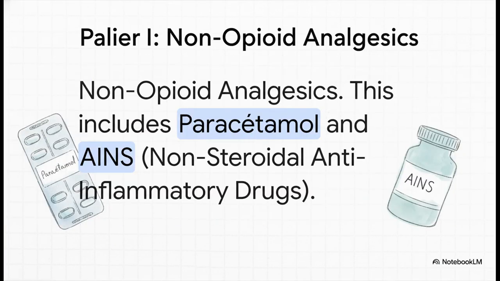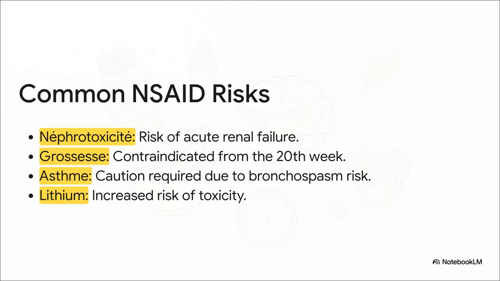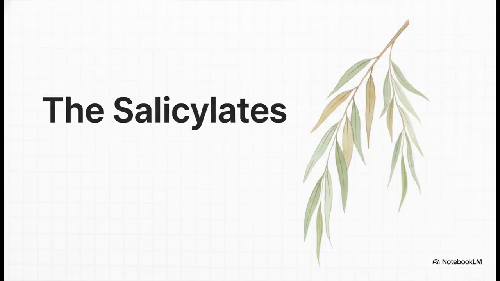Level 1, or poly-I, is for mild pain. We use non-opioids like paracetamol and NSAIDs. Now, with any NSAID, you've got to know the risks, like potential kidney damage or issues in pregnancy. Okay, let's break down the main NSAID families, starting with the classic salicylates.